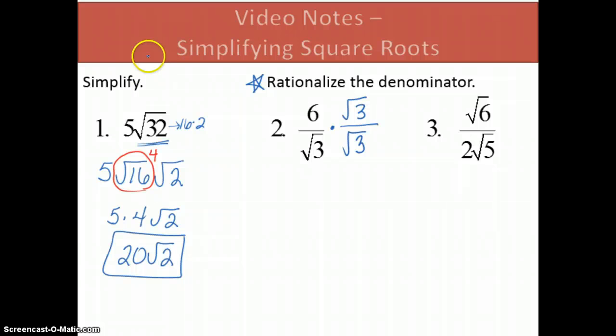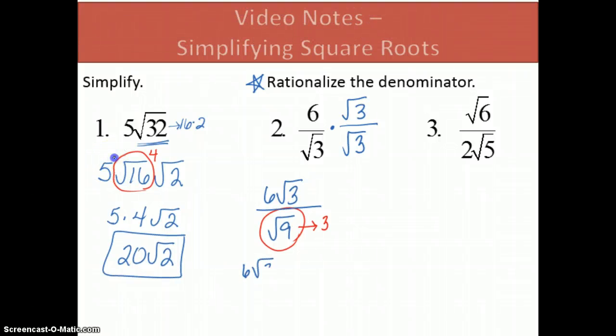So now we have fraction times fraction. We multiply across the top and across the bottom. So on the top, we just have 6 root 3. We can't combine those at all. We just write 6 root 3. On the bottom, we have square root of 3 times square root of 3, which is square root of 9. Now our whole purpose here is to get rid of this square root, and how did we do that? Well, what we ended up with down here was a perfect square. And what is the square root of 9? It is 3. So now what we have is 6 square root 3 over 3.